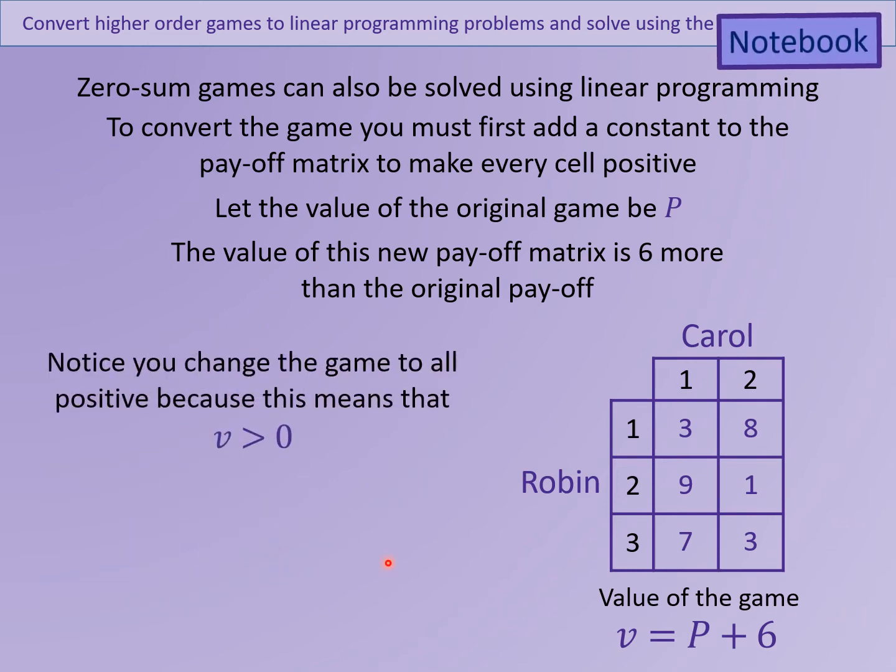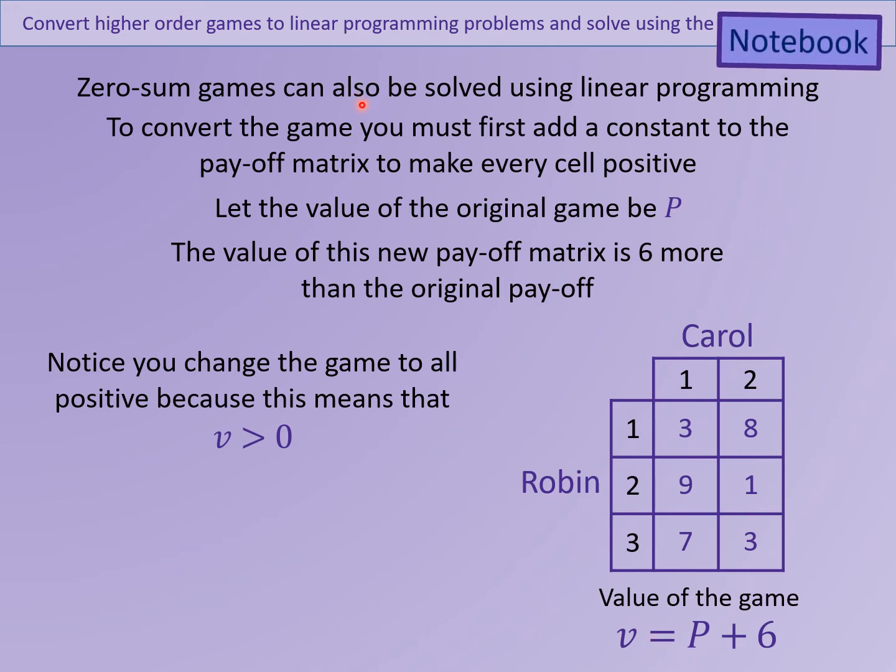Right, so we noticed that we changed it because we wanted to make sure that the value of our game is greater than 0. So the value of a game is always going to be greater than 0. And that's going to be important because V is one of the variables. P is our profit function. Okay, that's what we're going to be trying to maximize. We're going to maximize P.